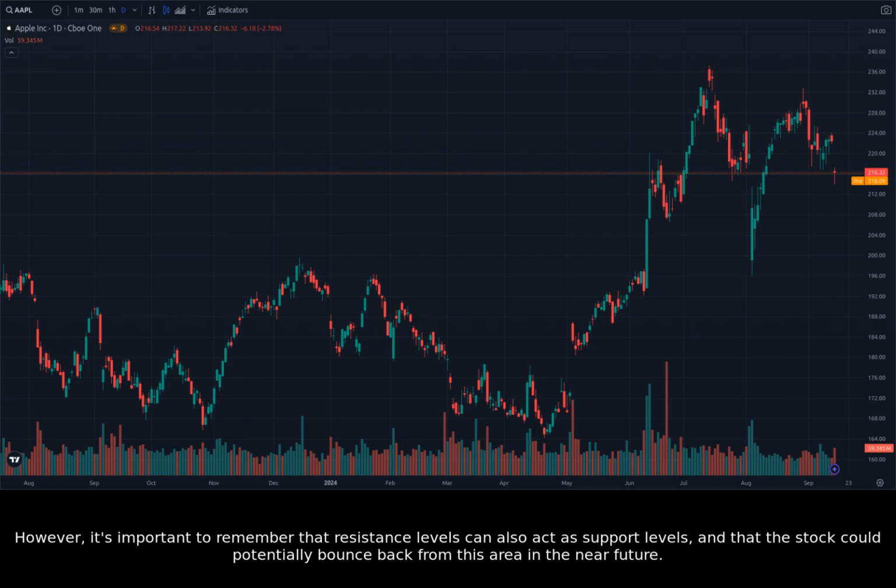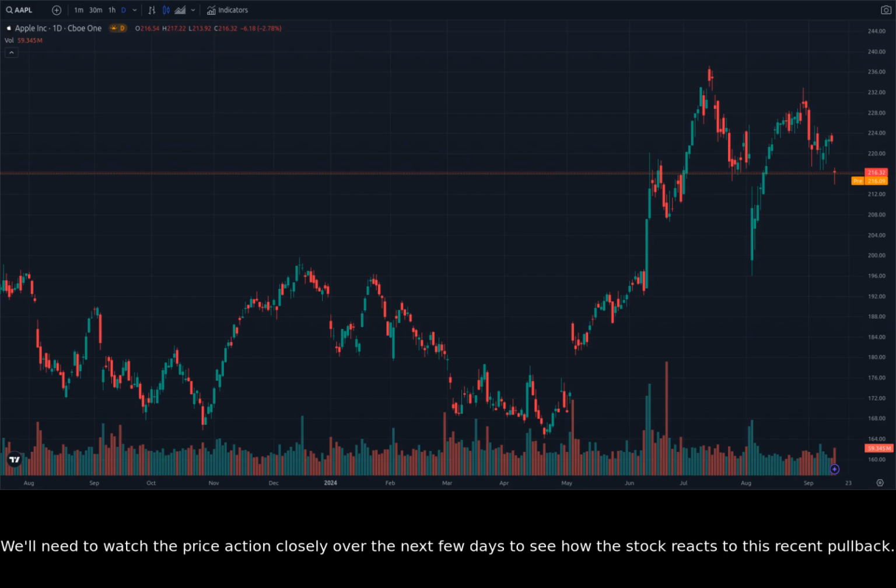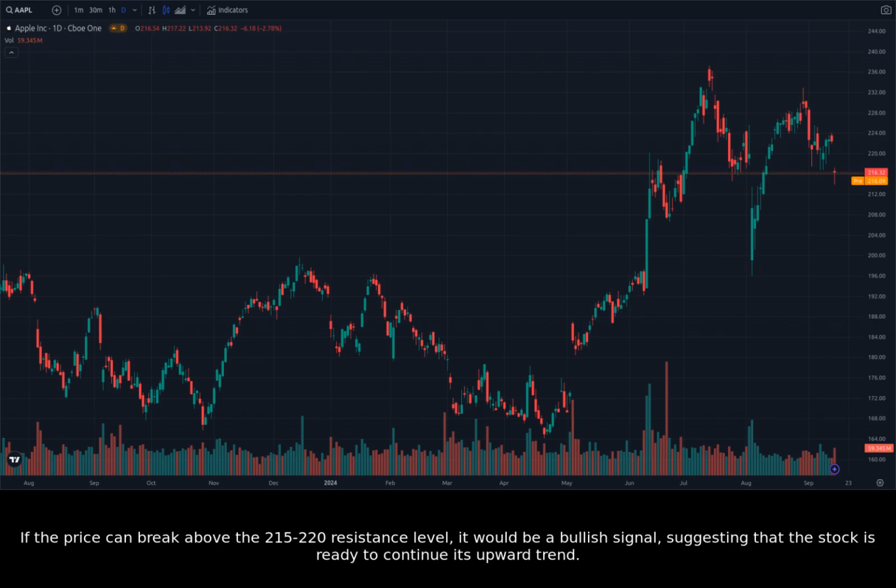However, it's important to remember that resistance levels can also act as support levels and that the stock could potentially bounce back from this area in the near future. We'll need to watch the price action closely over the next few days to see how the stock reacts to this recent pullback. If the price can break above the 215 to 220 resistance level, it would be a bullish signal, suggesting that the stock is ready to continue its upward trend.